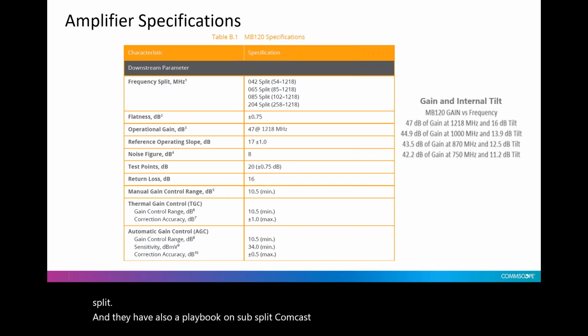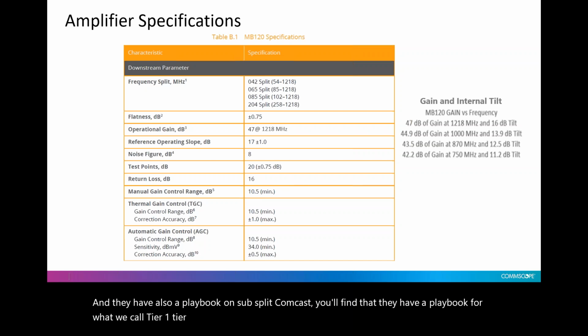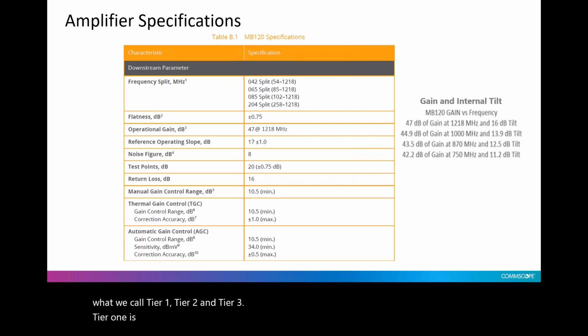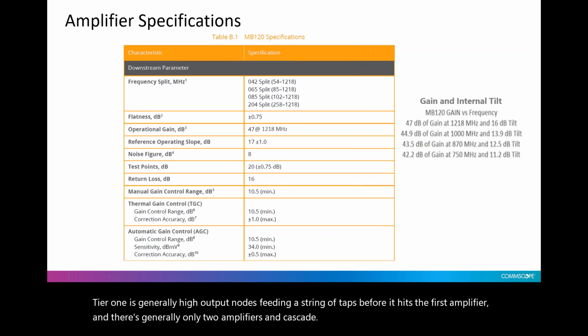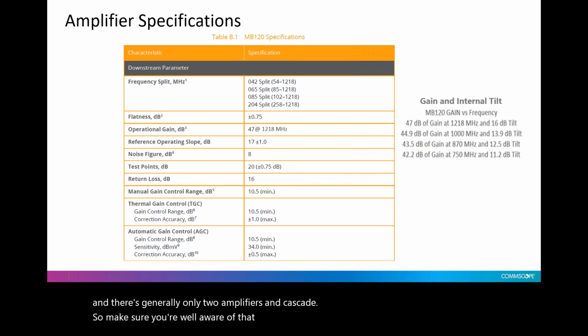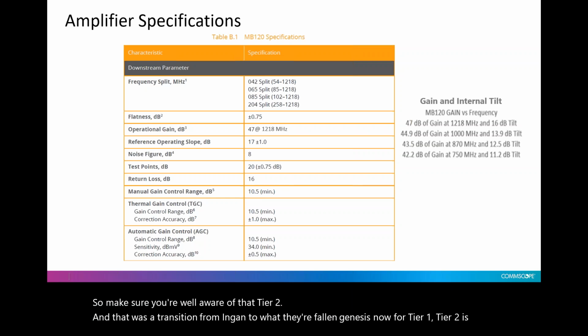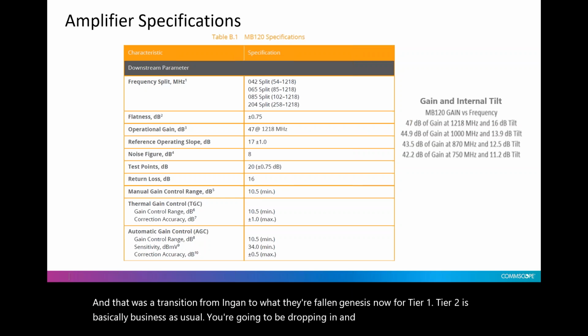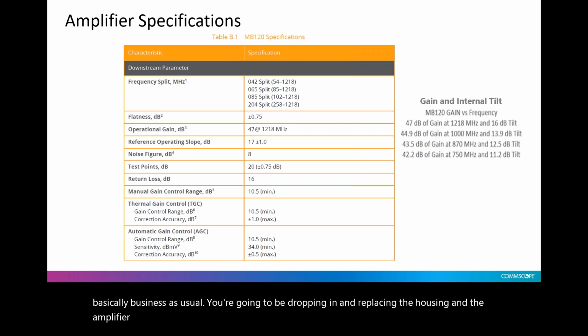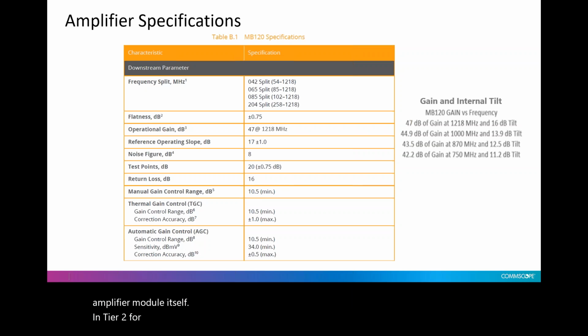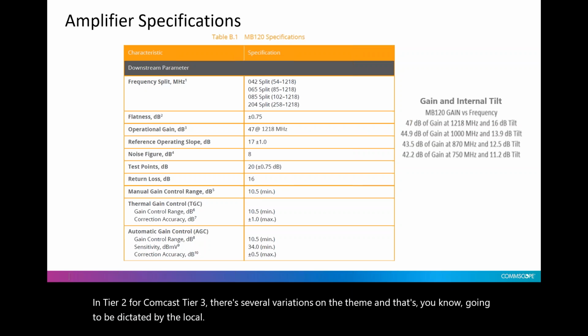Comcast, you'll find that they have a playbook for what we call Tier 1, Tier 2, and Tier 3. Tier 1 is generally high output nodes feeding a string of taps before it hits the first amplifier, and there's generally only 2 amplifiers in cascade. So make sure you're well aware of that. Tier 2, and that was a transition from NGAN to what they're calling Genesis now for Tier 1. Tier 2 is basically business as usual. You're going to be dropping in and replacing the housing and the amplifier module itself in Tier 2 for Comcast. Tier 3, there's several variations on the theme, and that's going to be dictated by the local region that you're in.